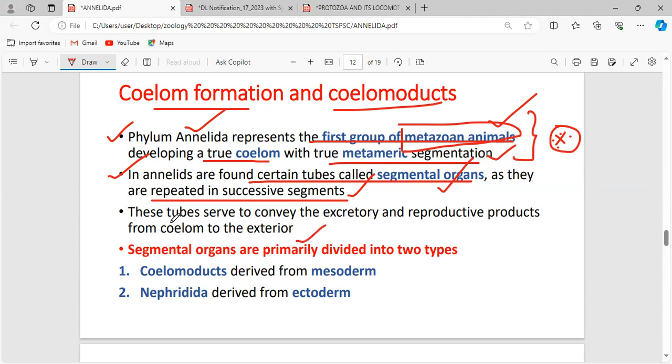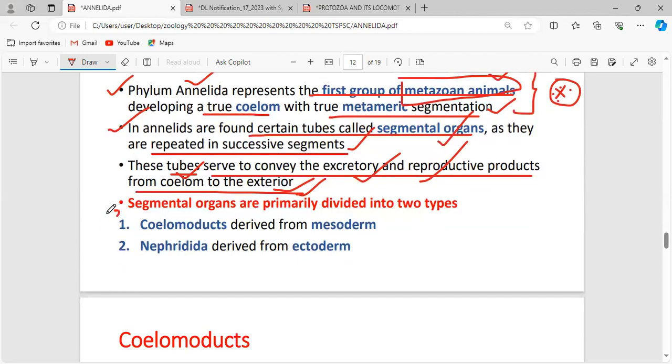Next, these segmental tubes serve to convey the excretory and reproductive products from the coelom to the exterior, from the body cavity to the external environment. They act as carriers to convey the products produced by the organs in each segment from one place to another. See, the most important point: the segmental organs are primarily divided into two types.